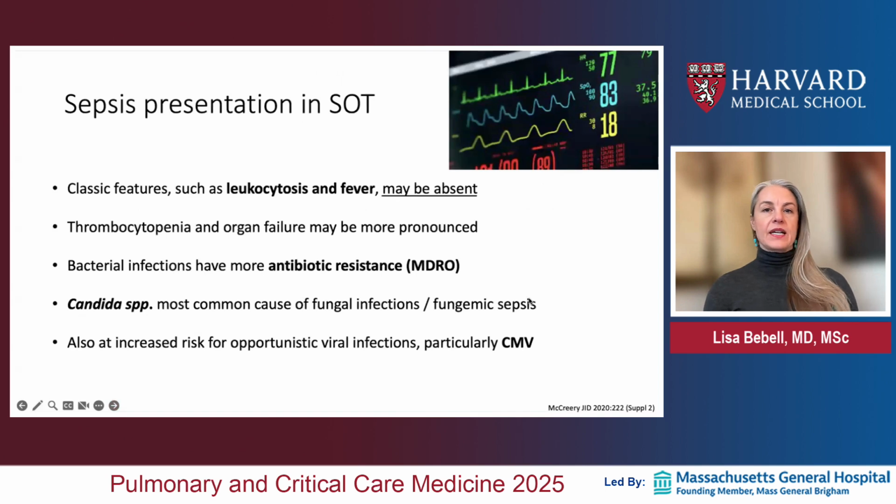How does sepsis present in our immune-compromised host? Well, it can present differently, especially in people who've had solid organ transplant. The classic features are often absent, including leukocytosis and fever. Thrombocytopenia and organ failure are often more pronounced, and bacterial infections, as I mentioned, are much more commonly antimicrobial resistant.